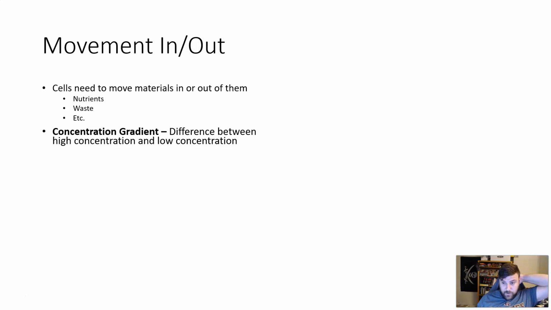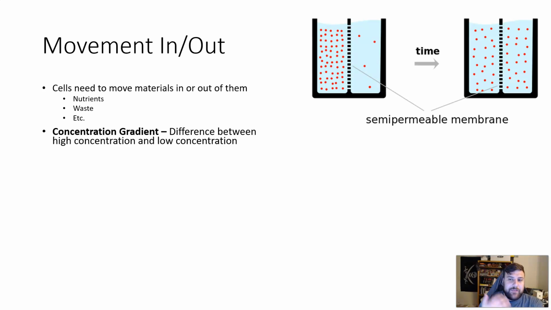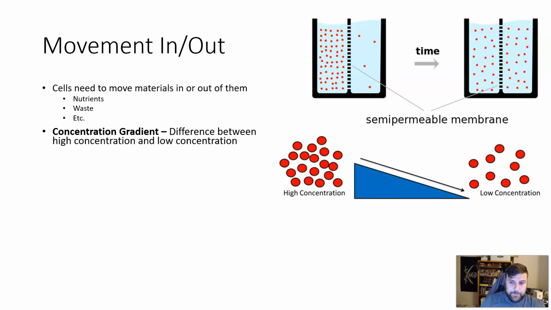So most things move in and out of the cell based off of what is called a concentration gradient. So setting aside the idea of selective permeability, the actual movement is based on this idea of a concentration gradient. This is a difference between high concentration and low concentration. So we have an area that is very highly concentrated, there's a lot of stuff there, versus an area where there's not as much stuff. Over time, that stuff will tend to flow to where there's less stuff. And this is the idea of a concentration gradient, going from high to low.